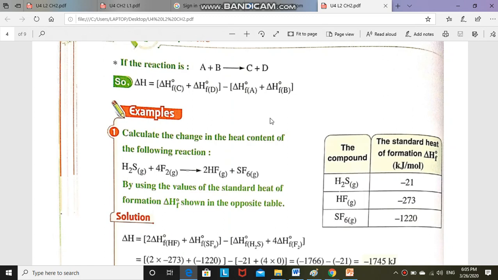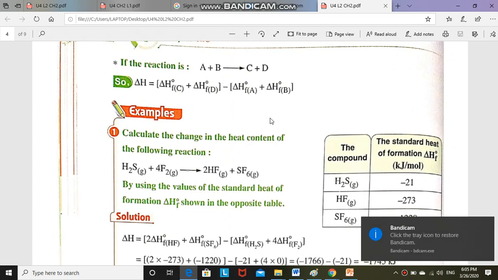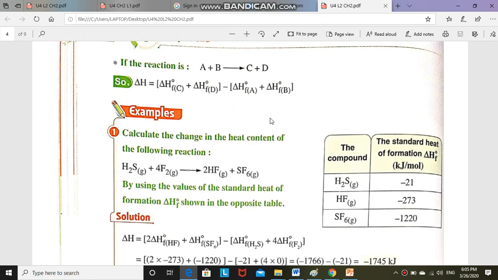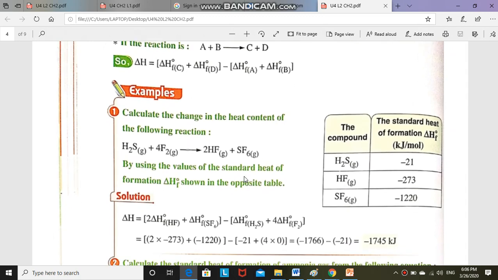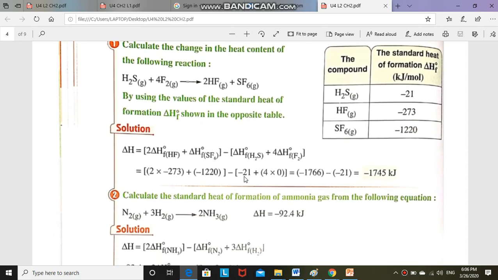We will continue our examples on heat of formation. We started with the example of hydrogen sulfide reacting with 4 moles of fluorine gas, which produces 2 moles of hydrogen fluoride and 1 mole of sulfur hexafluoride. Here we want to calculate the heat of reaction for the following reaction. We have the standard heat of formation.